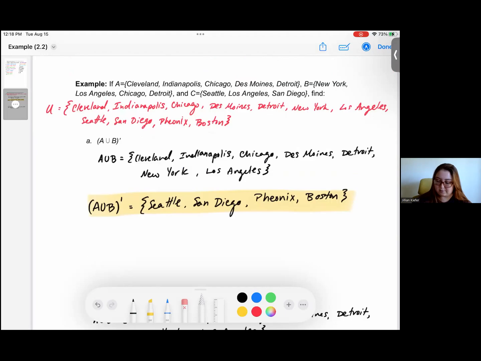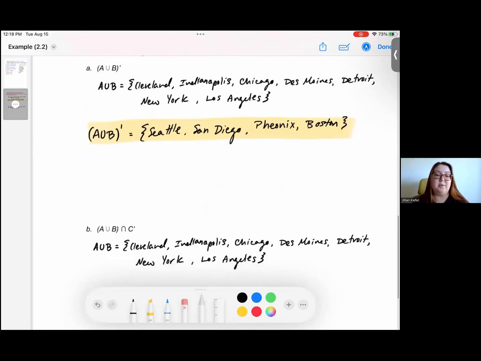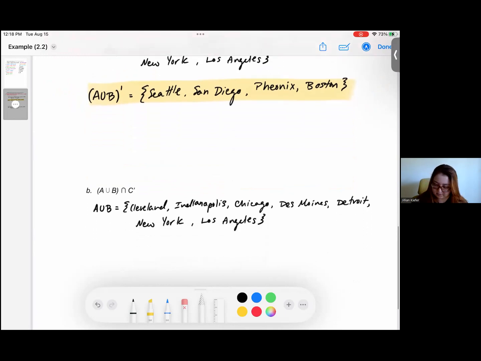All right, so for part B, we've copied A union B. So we know it's still what's in A union B. But now we want to find C complement. We need to figure out what C complement actually is. We're going to base that off of what's in C. So let's go ahead and write C complement.